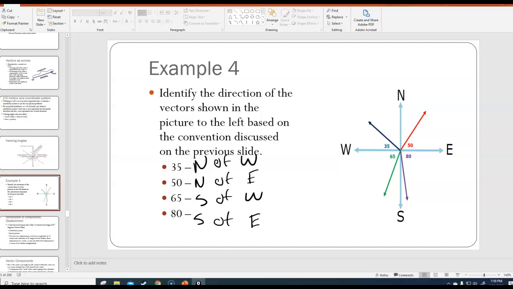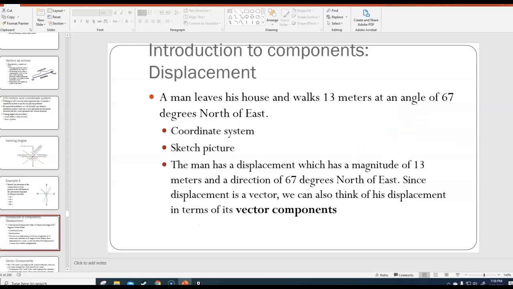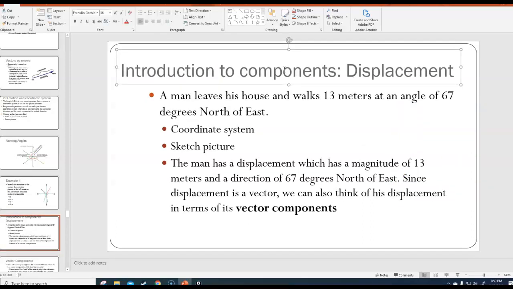Now the main thing we're going to talk about in this video is what's called vector components. Make sure you take really good notes, because we're going to be using vector components probably for the next couple months, probably through the end of the semester at least. So it's really important that you understand the concept of vector components. So let's talk about the concept of vector components.